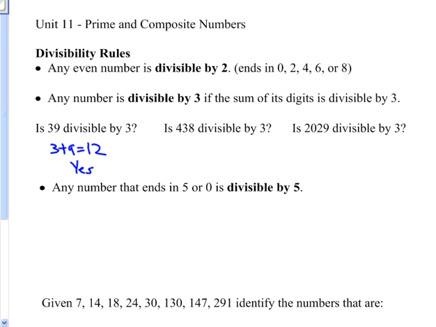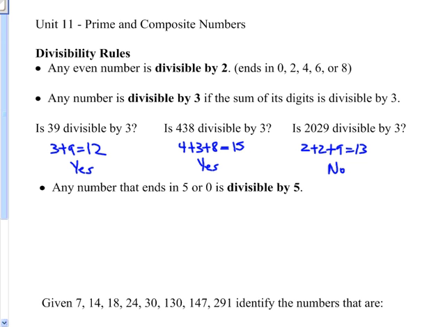Okay, how about a bigger number, like 438? Well, again, we take those individual numbers and we add them up. 4 plus 3 is 7, plus 8 is 15. Since 15 is divisible by 3, yes, 438 will also be divisible by 3. What about 2029? Well, if we add those up, now I don't need to add the 0. Add those up, I get 13. No, 13 is not divisible by 3, so no, that number won't be divisible by 3 either.